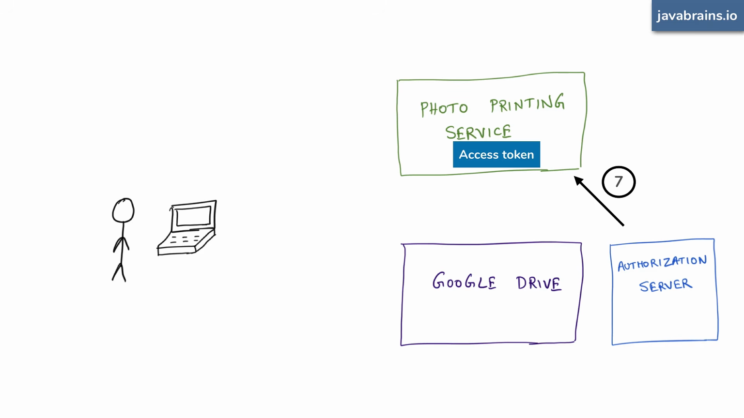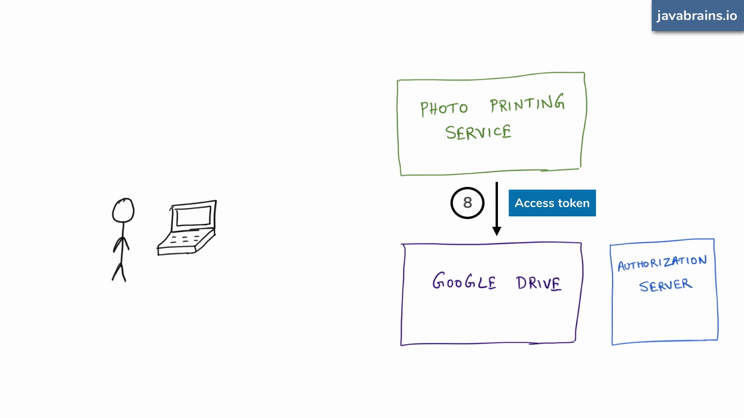Now the client holds on to that key, holds on to the access token, and whenever the photo printing service wants to access the photo, it calls the resource server directly with the token, with the key. It says, hey Google Drive, here's my access token. This access token proves that I have access to this particular user's files. So give me the file.